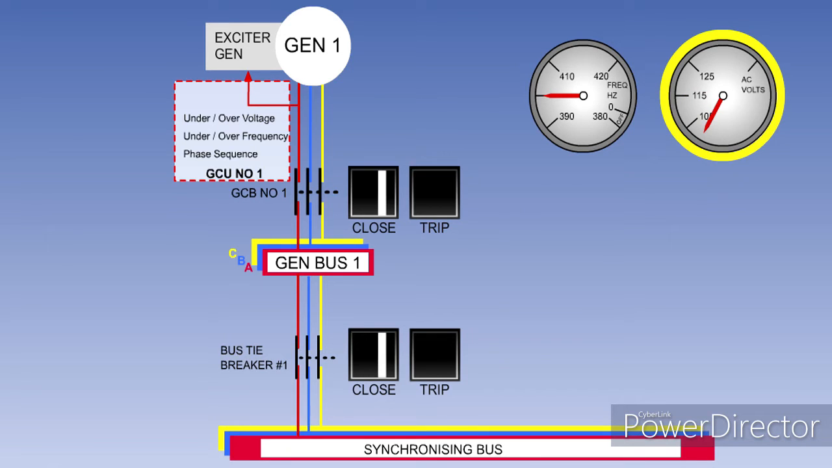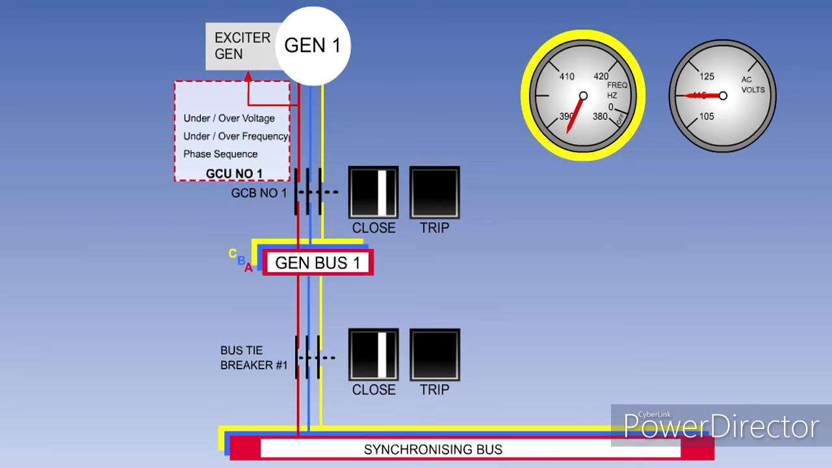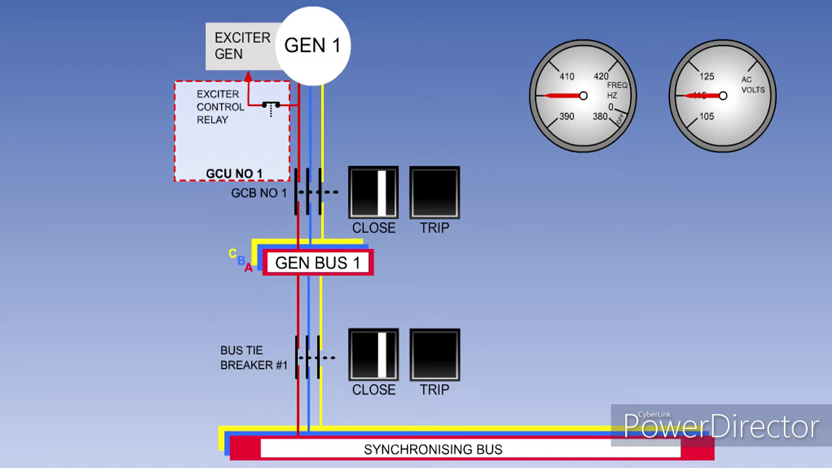In the event that the generator has an under voltage fault, or an under or over frequency fault, the GCU will open the GCB, disconnecting the generator from the busbar. The GCU also contains a relay, known as the exciter control relay, generator control relay, or generator field relay. This relay controls the exciter field current supply to the generator field.